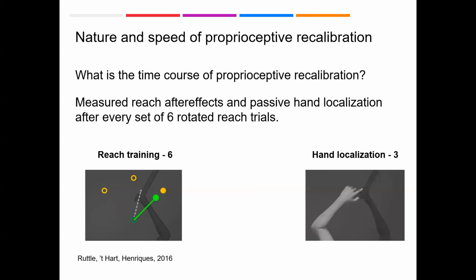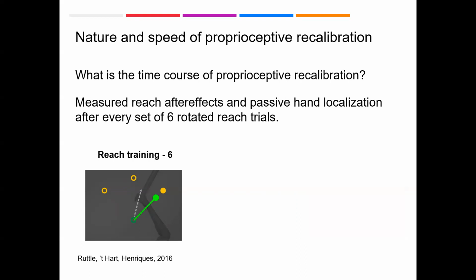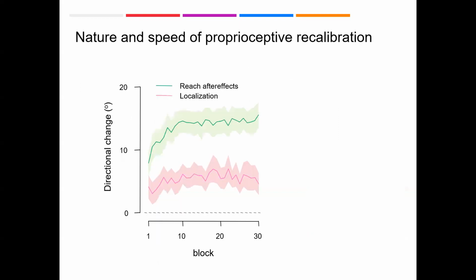And then this group did 3 trials where they were asked to localize their hand after it was passively moved. And the other group did the same thing. They also started with reach training, but this time they did the hand localization first, then reach training, no cursor, and they oscillated between the 2. So technically, we have estimates of either reach after effects or changes in hand estimates after every set of 6 trials. And I'm going to show you the results here.